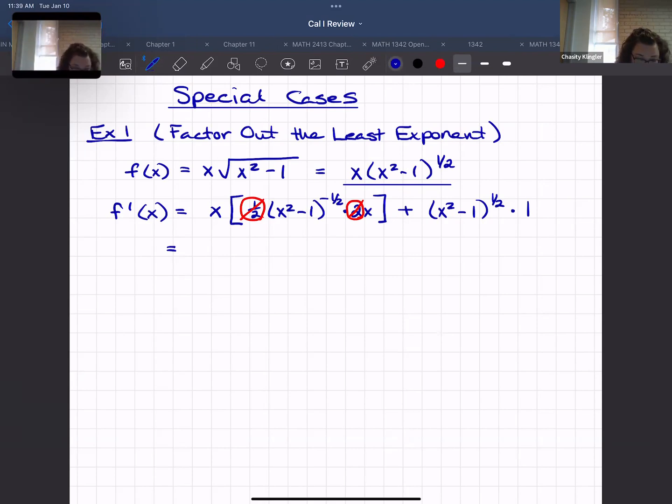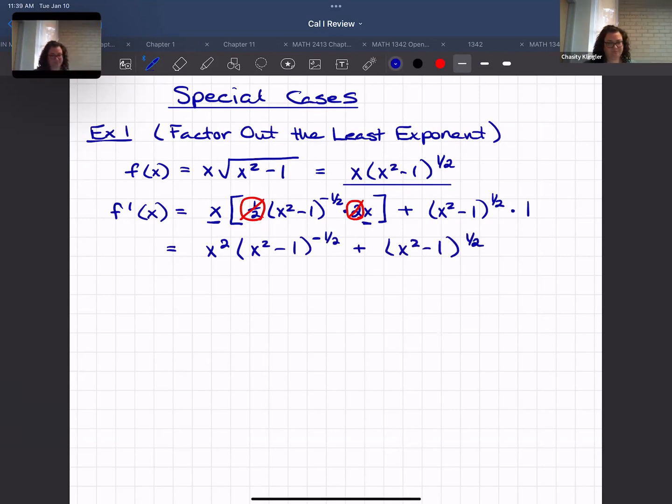So I've got x times x, so x squared times x squared minus 1 to the negative 1/2, plus x squared minus 1 to the 1/2. Now notice I've got x squared minus 1 twice. They're just raised to different powers. And that's where factor out the least exponent comes in.